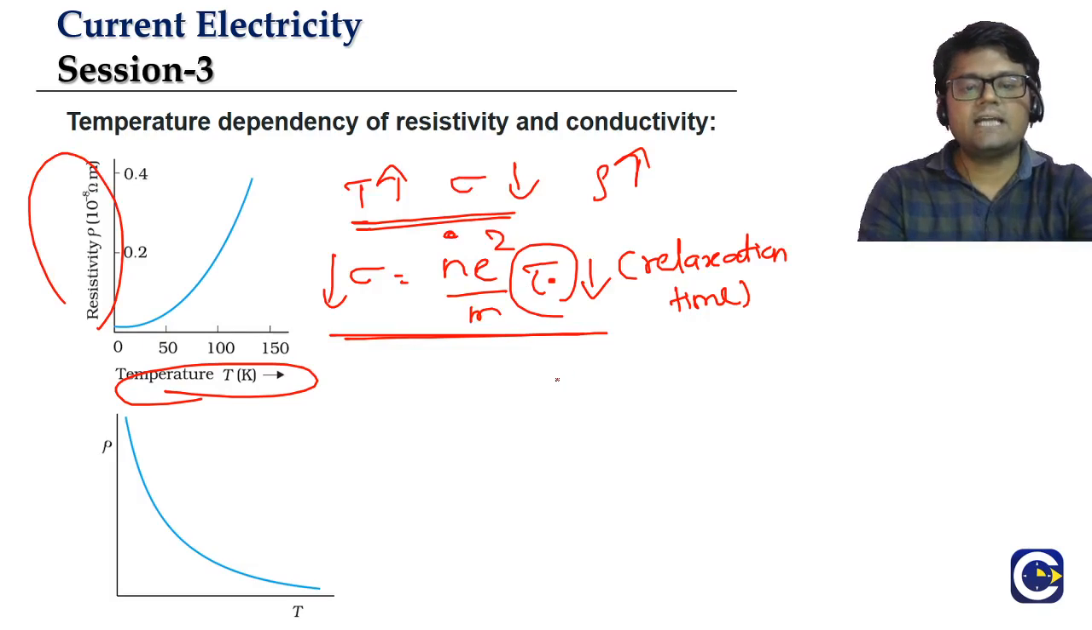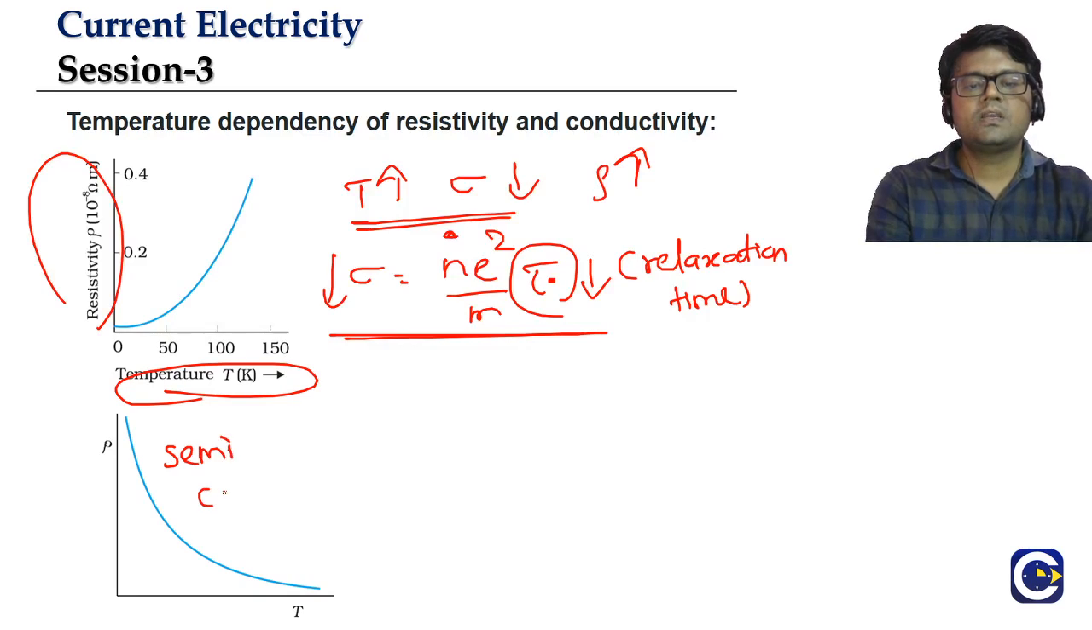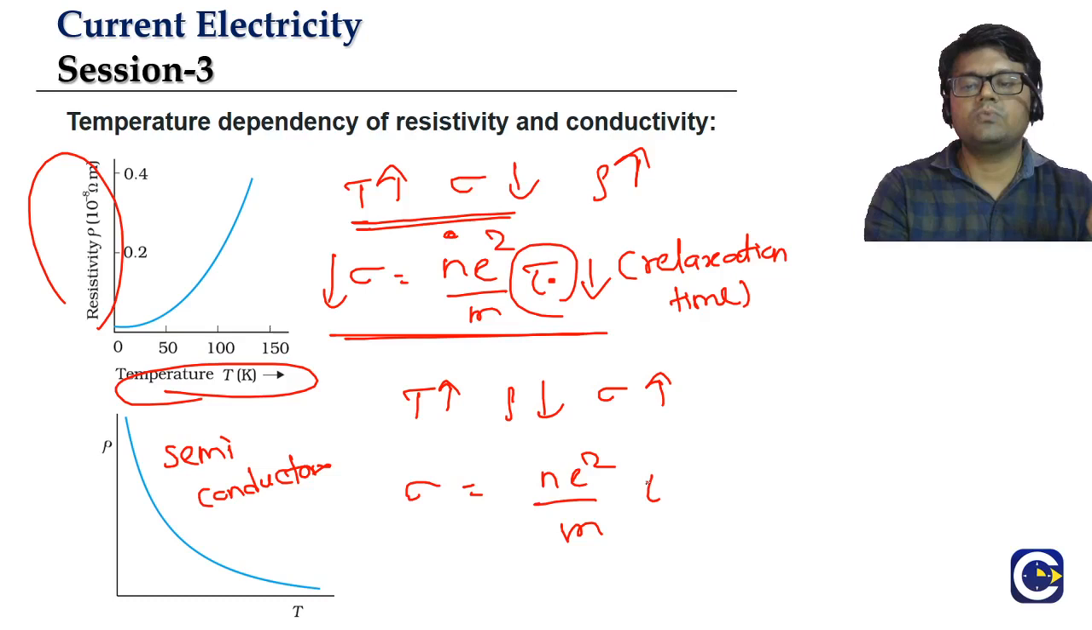Now let us see the other side of it. What is the other side? The other side is the semiconductors. For the semiconductors, what is the observation we are having? Increasing temperature means rho is decreasing. In other words, sigma is increasing. The conductivity is increasing. So how do we explain this? Again, by using the formula of sigma. What is the sigma formula? N E square by m into tau.